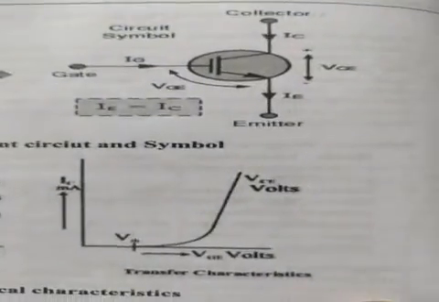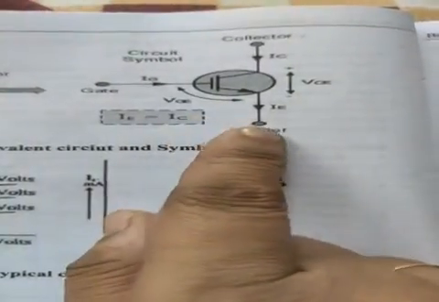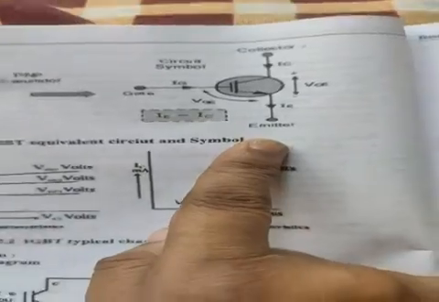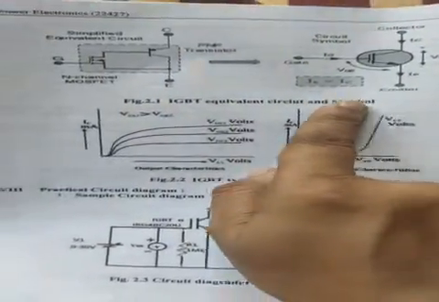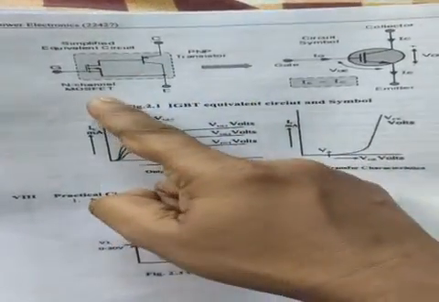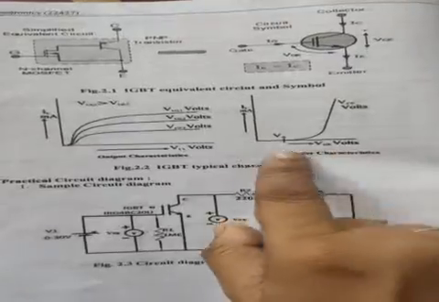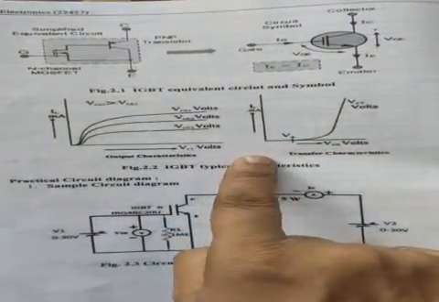This is the symbol of the IGBT. It has 3 terminals: gate, collector and emitter. Here they are giving the MOSFET symbol. Then these are the characteristics of IGBT.